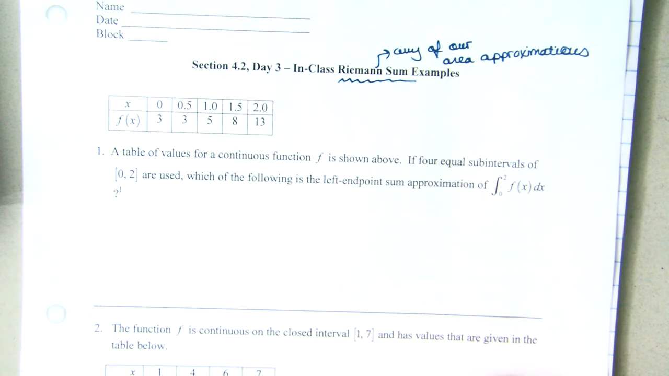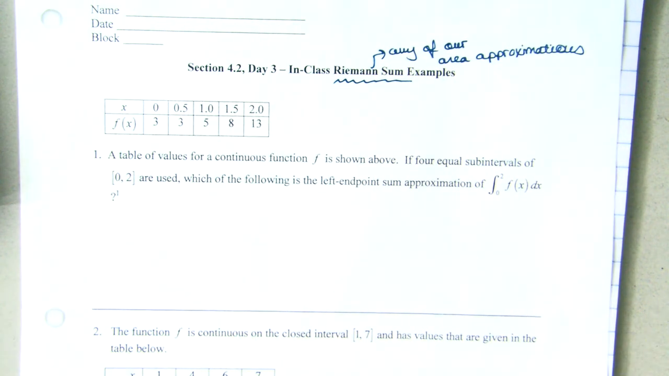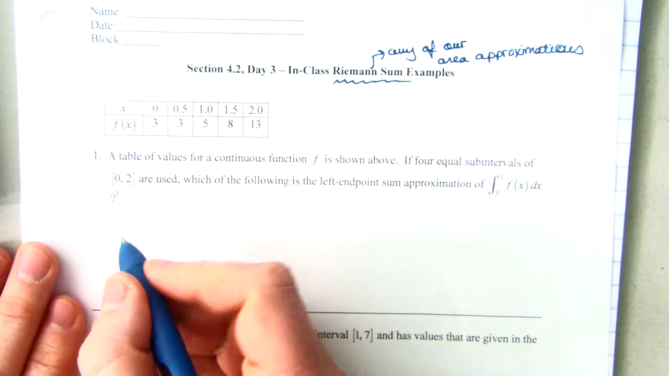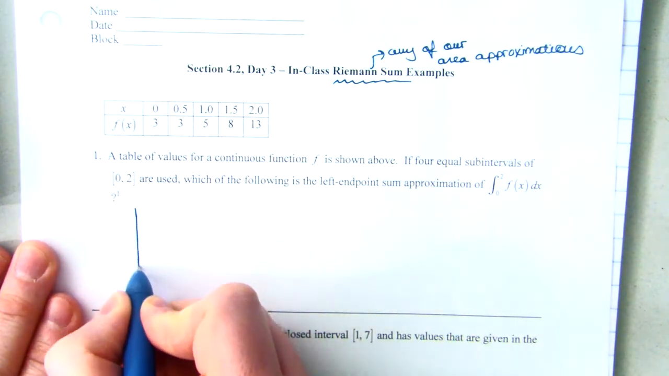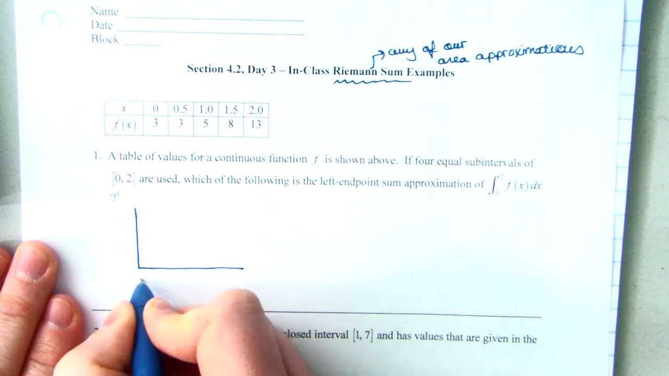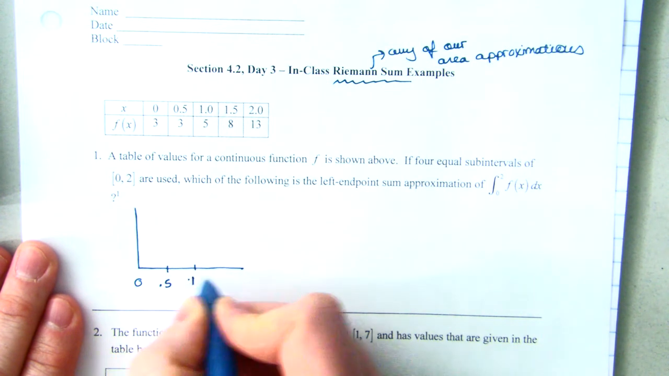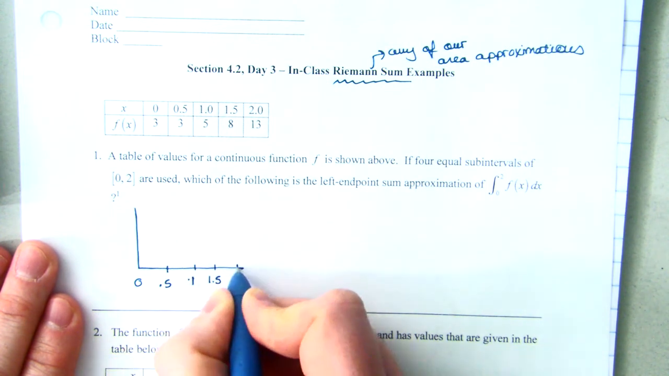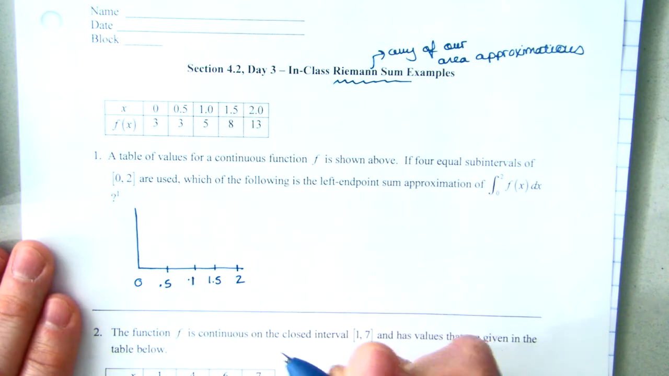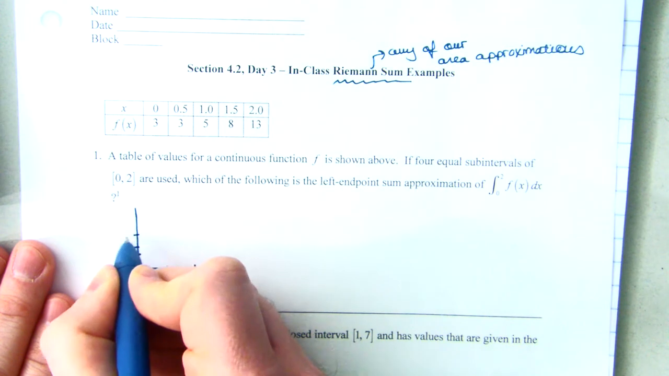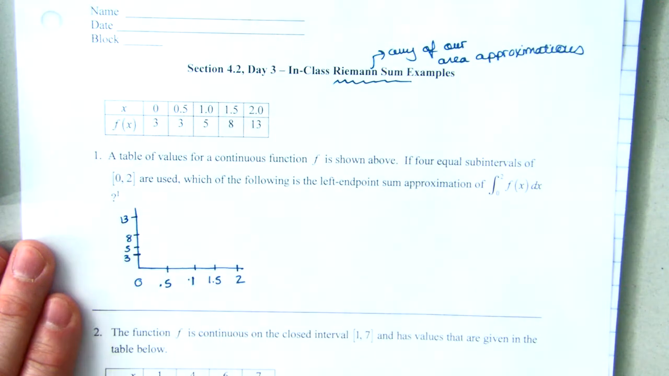Take a moment and read problem number 1. I want to approximate this integral, and I want to use a left endpoint sum. Well, one thing that sometimes helps me with these problems is drawing out a little picture of what's going on, so I'm going to do that. I've got 0, 0.5, 1, 1.5, and 2 for my tick marks. Let's see, I want 3, 5, 8, 13.